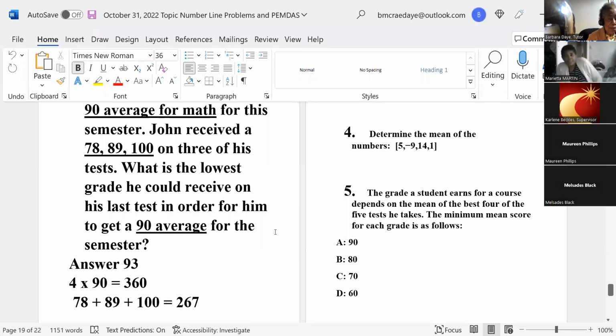Which way do you like better? The way you show us. Okay, because if you have a total and you have an average, then the number of items times the average is equal to the total.